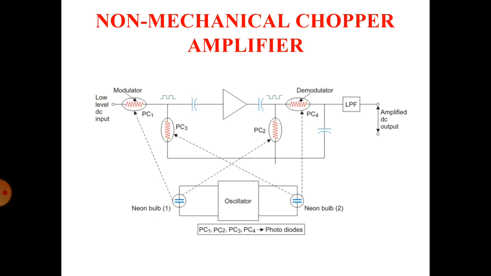So this slide shows the non-mechanical chopper amplifier. Here the low level DC input will be given to the modulator circuit, and the modulator output will be a square wave output. After that it will be connected to the electrolytic capacitor, and the output of the electrolytic capacitor will be connected to the amplifier.